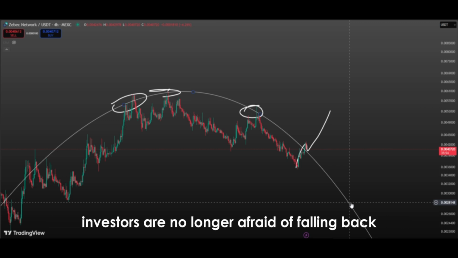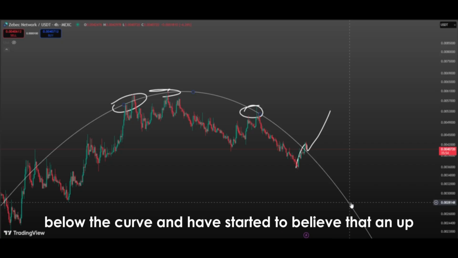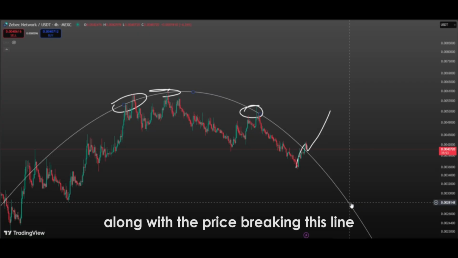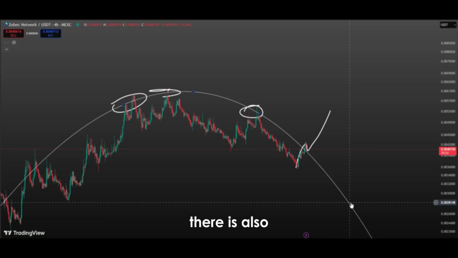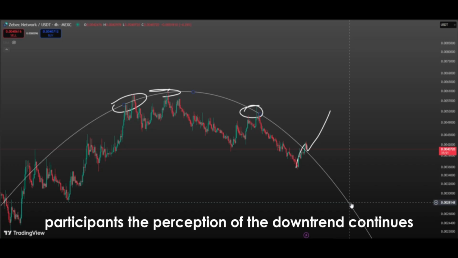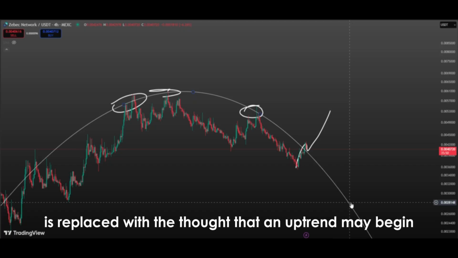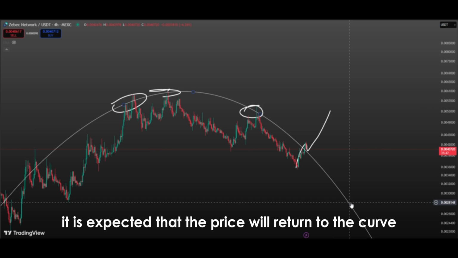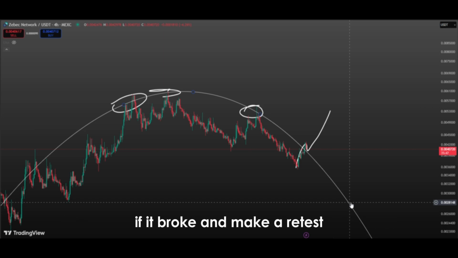Investors are no longer afraid of falling back below the curve and have started to believe that an upward move could begin. Along with the price breaking this line, there is also a significant shift in the psychology of market participants. The perception that the downtrend continues is replaced with the thought that an uptrend may begin. However, in technical analysis, a breakout alone is not enough. For stronger confirmation, it is expected that the price will return to the curve it broke and make a retest.